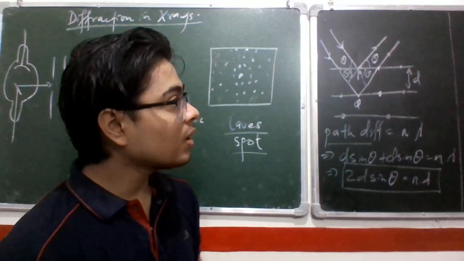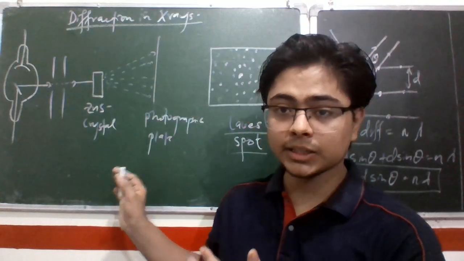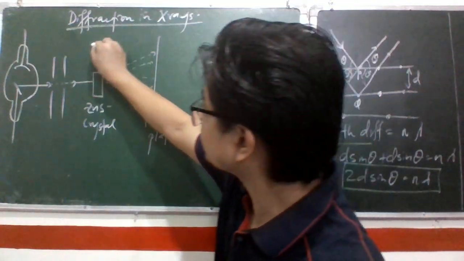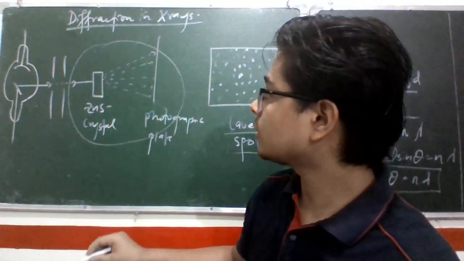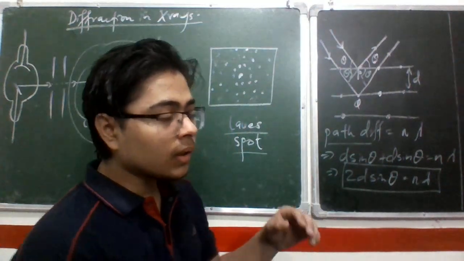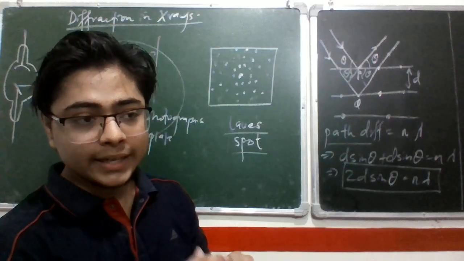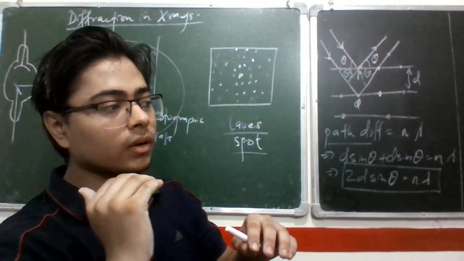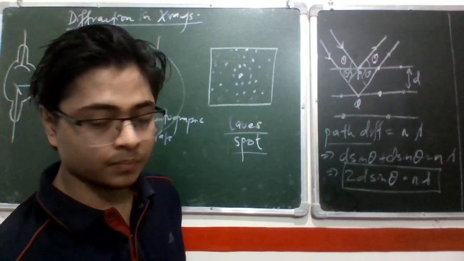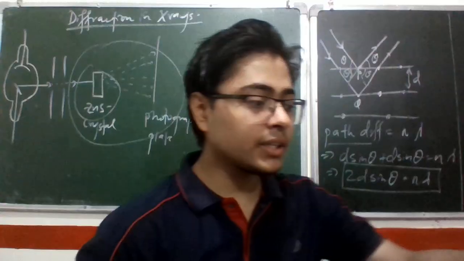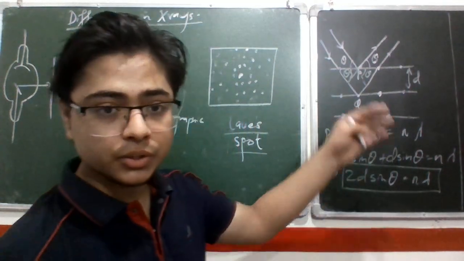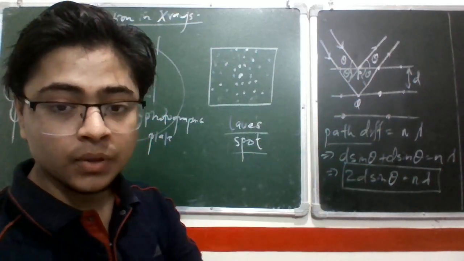Now this is the experimental part. What really goes on in this part is shown here. In a crystal, the atoms are arranged regularly in layers, and between these two layers, I have supposed the distance between these two interlayers in the crystal to be d.